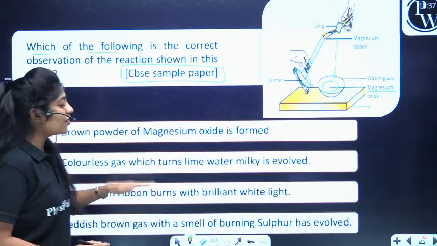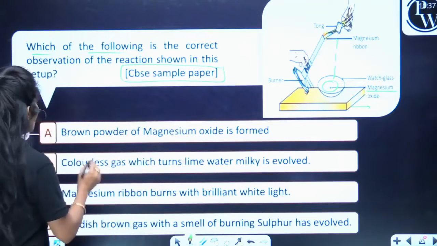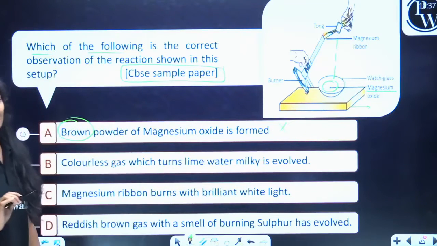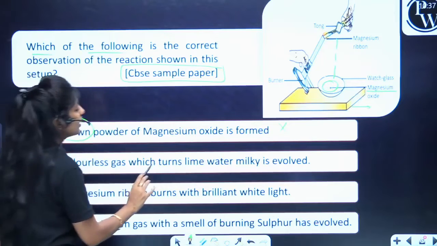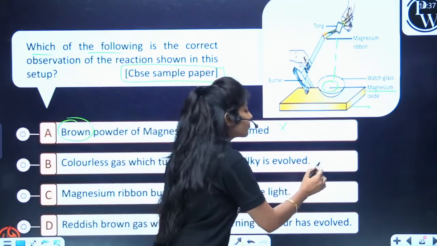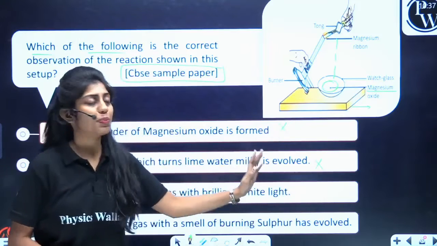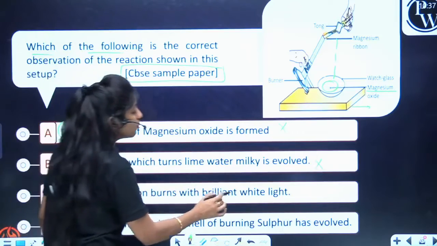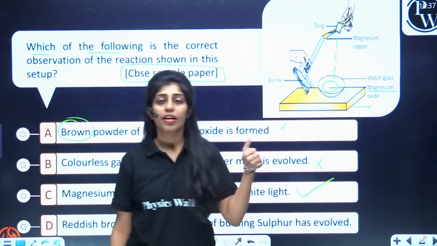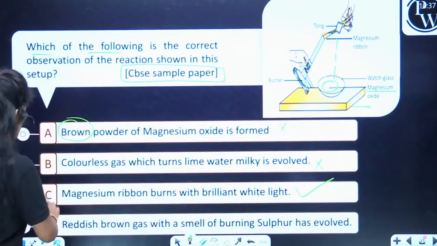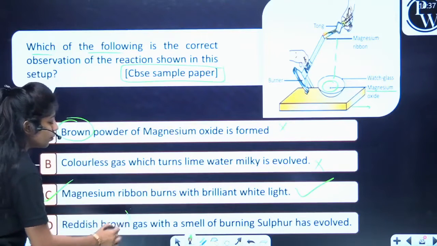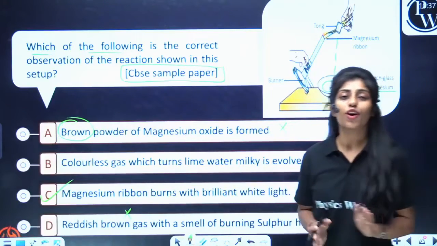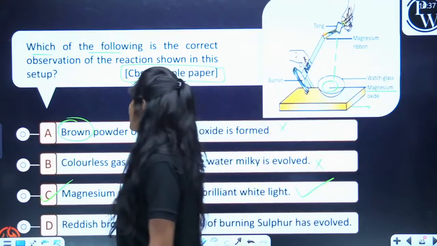So what can be the right observation for this activity? Let's check. Brown powder? No, there is no brown powder in the magnesium activity. Next, a colorless gas that turns lime water milky? No, nothing to do with the lime water experiment. This is magnesium burning in the presence of air. Magnesium ribbon burns with brilliant white light. That is great, that's going well. So option C is correct. Reddish brown? No, not at all. Reddish brown is related to the decomposition of lead nitrate. So option C is correct.